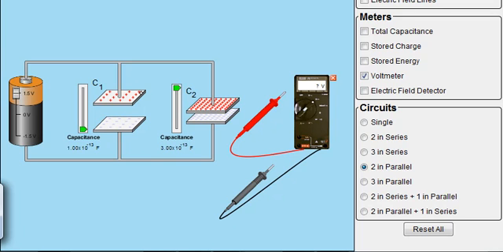But the battery supplied this charge and that charge. So what can we say about the total charge supplied by the battery? Is it equal to the charge on each one? Right?